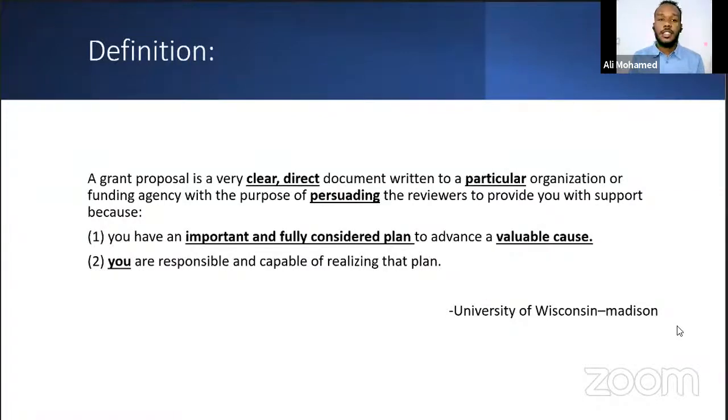There are many definitions of a grant proposal, but I found this one most useful and practical. It was defined by the University of Wisconsin. A grant proposal is a very clear, direct document written to a particular organization or funding agency with the purpose of persuading the reviewers to provide you with support. And that is because of two reasons. First, you have an important and fully considered plan to advance a valuable cause. And secondly, because you are responsible and capable of realizing that plan.